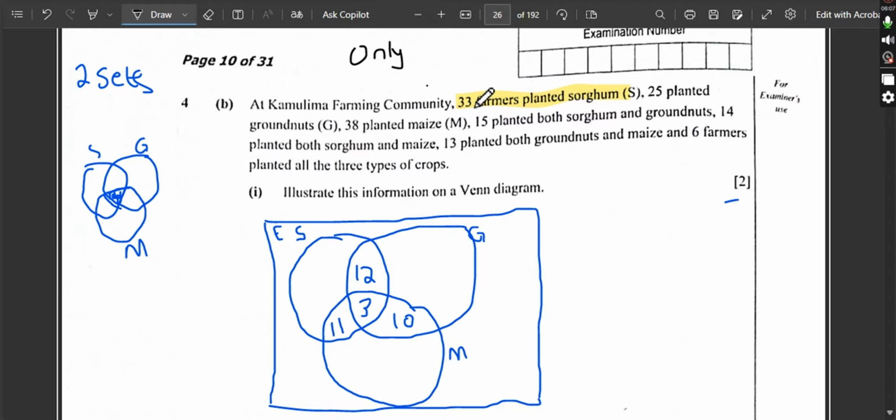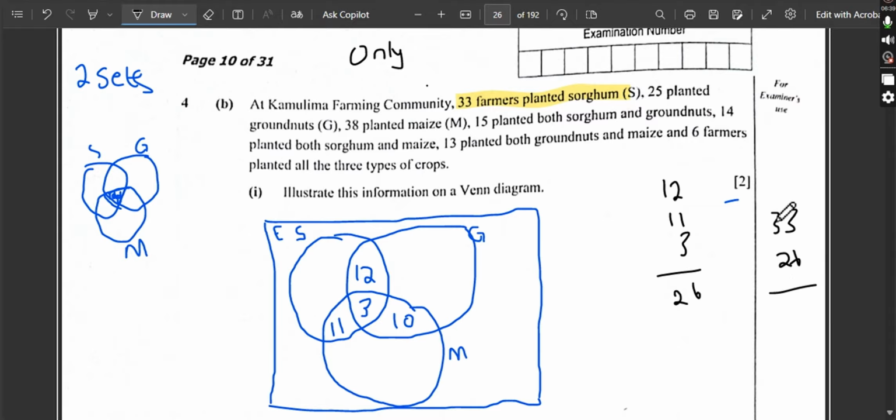Okay, so 33 farmers planted sorghum. So you're going to add this, then subtract. You're adding what? 12, 11 and the 3. Why? You are considering everything here in sorghum. So what does that give us? This gives us 26. Now this is 26, so from the 33 you subtract.